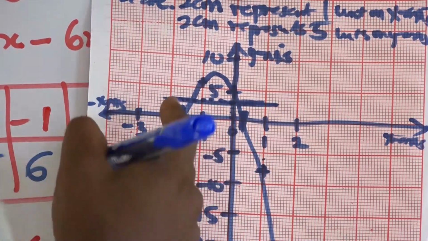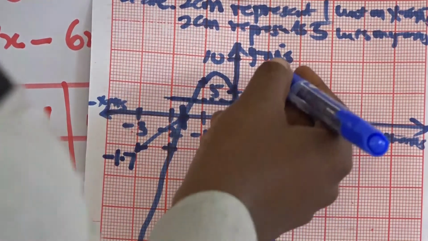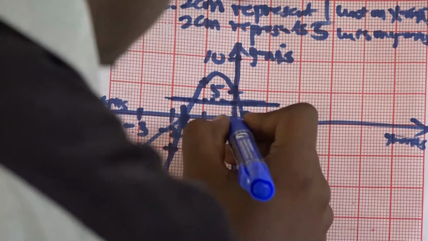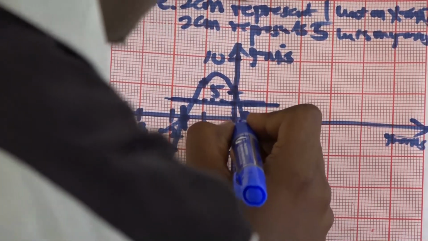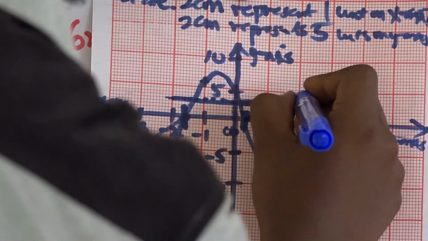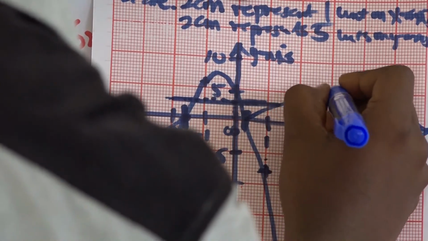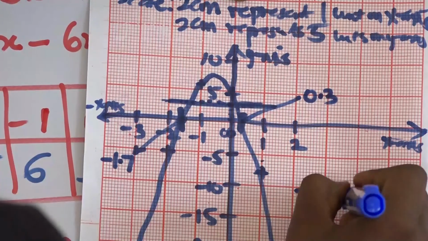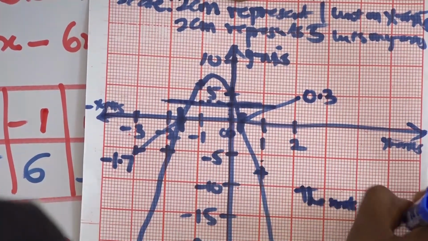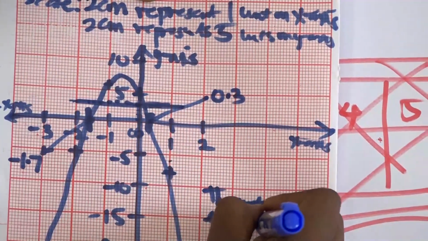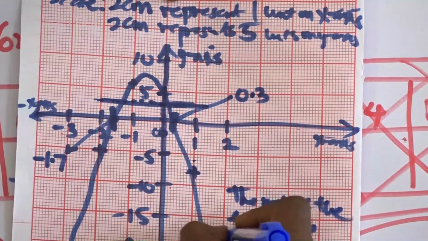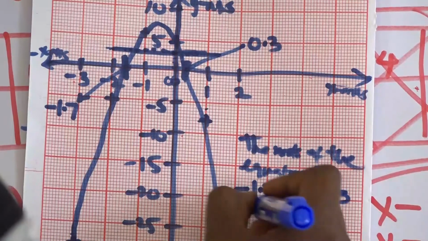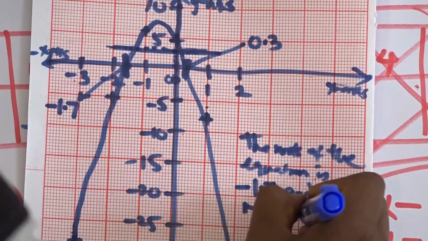Minus 1.7. And on this side, where it cuts here, this is 0. This is 1. I'll now count 1, 2, 3, 4. 1, 2, 3. It cuts here at 0.3. So you write here the roots of the equation is minus 1.7 and 0.3 respectively.